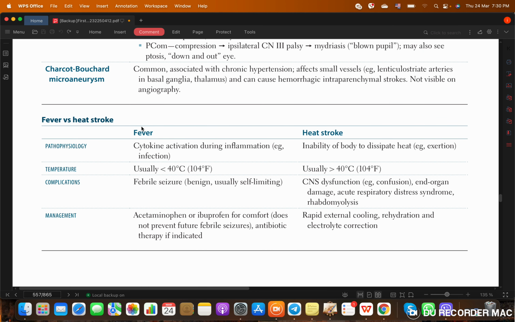Charcot-Bouchard aneurysm goes something like this. It's quite common, mostly because of hypertension. So yeah, commonly associated with hypertension. Basically, it's hundreds of really small aneurysms affecting the small vessels, which are the lenticulostriate. Does anybody remember which artery the lenticulostriate is a branch of?